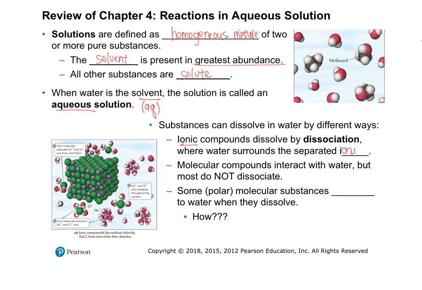When we have molecular compounds such as sugar, water is going to interact with them and attract to them, but they're not going to break apart. They're going to stay intact. So I'd have a full sugar molecule surrounded by water. And this specifically happens with polar molecular substances like sugar because they attract water to them, or water gets attracted to them. And so this causes them to break apart from one another.